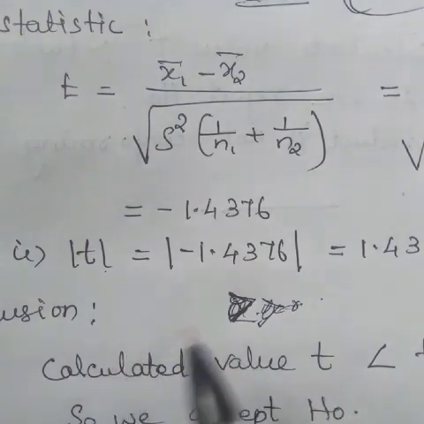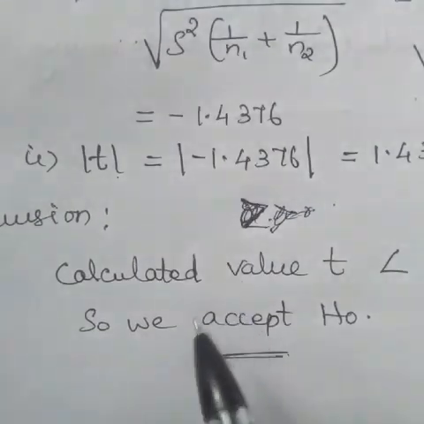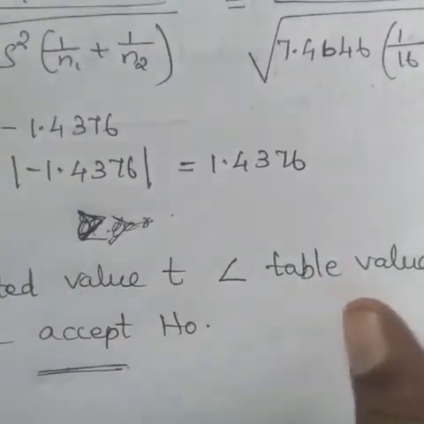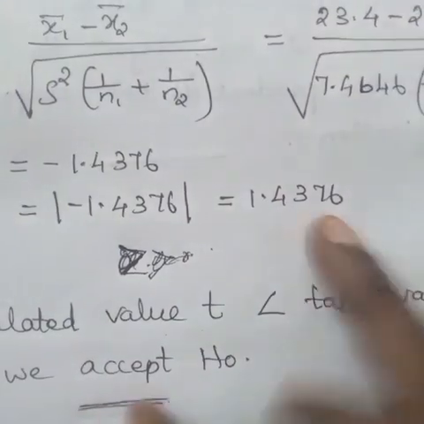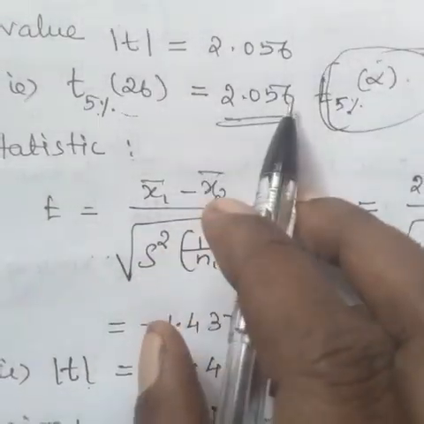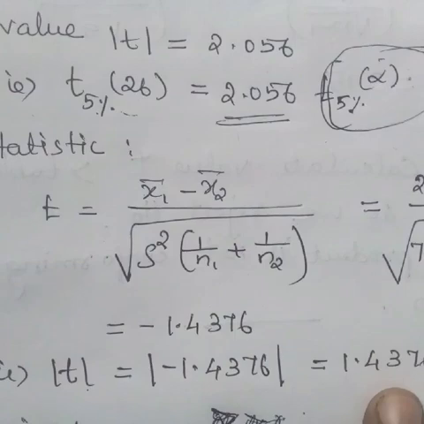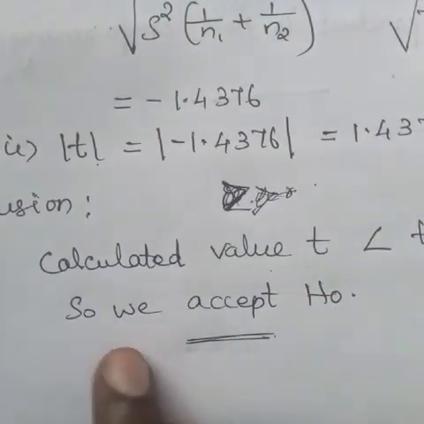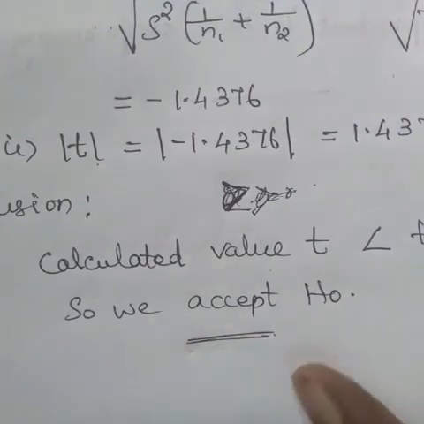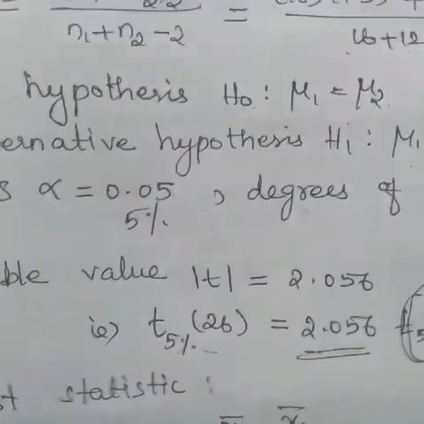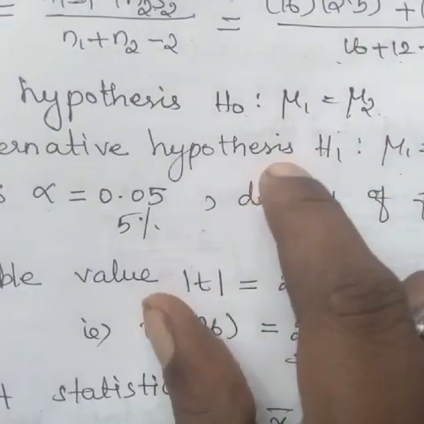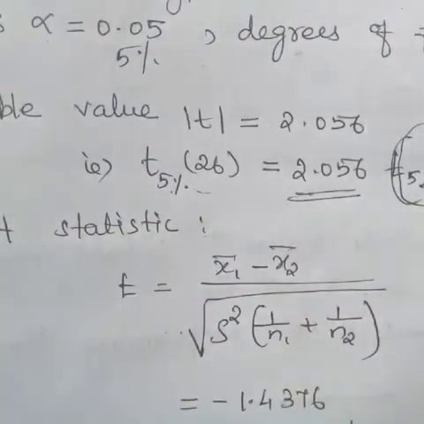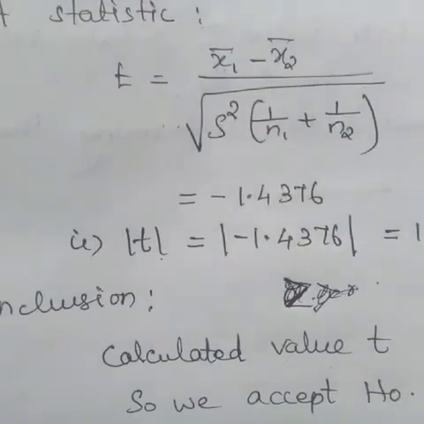Now let us see the conclusion. Here the calculated value is less than the table value. The calculated value is 1.4376 and the table value is 2.056. So the calculated value is smaller than the table value, which means we accept H naught. H naught means there is no difference between the population means, or between the sample means. So this is the problem, and the conclusion is we accept H naught.